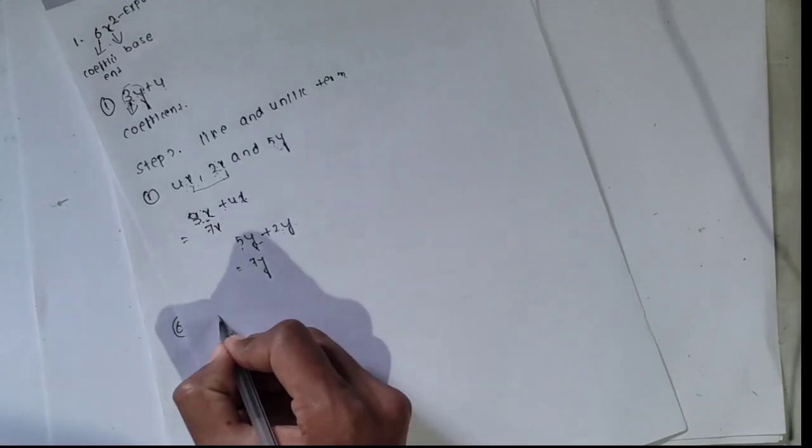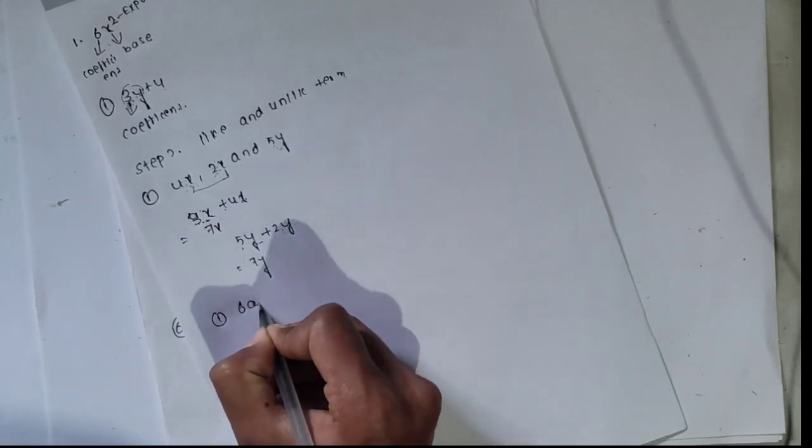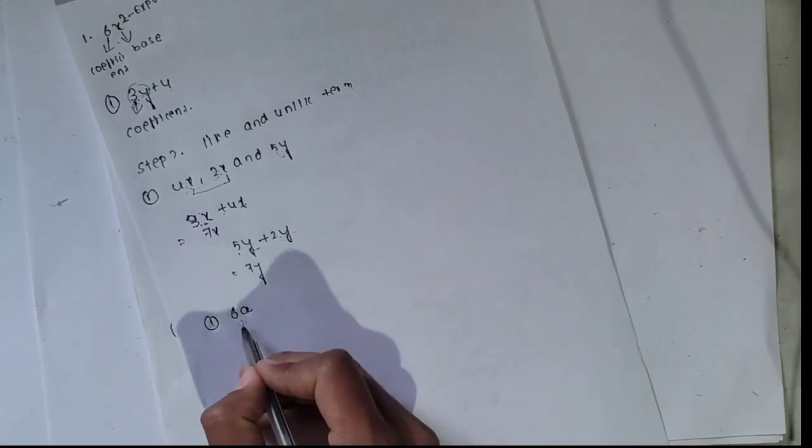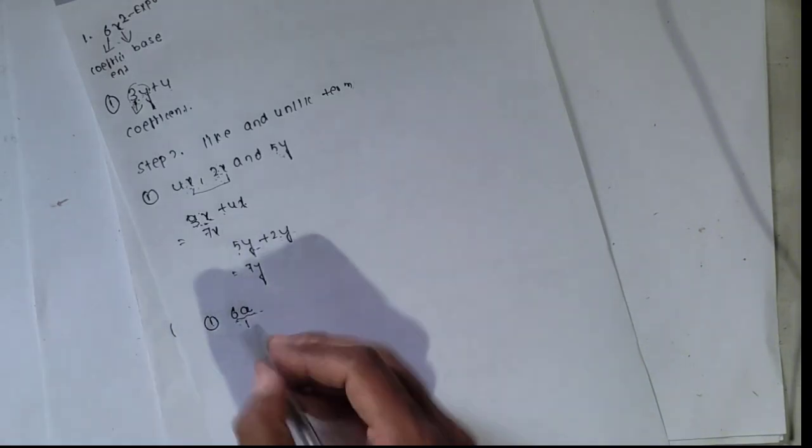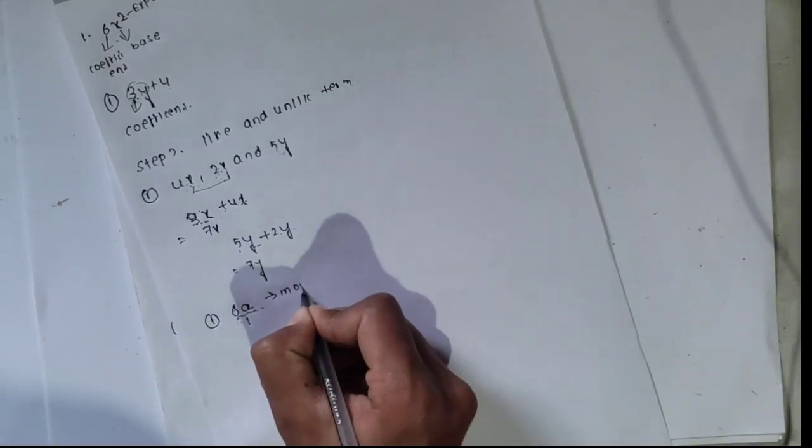Now identifying monomial, binomial and trinomial, which are types of expressions. First, 6a. How many terms does this expression have? Can you tell how many terms it has? There is only one term. It is a monomial.